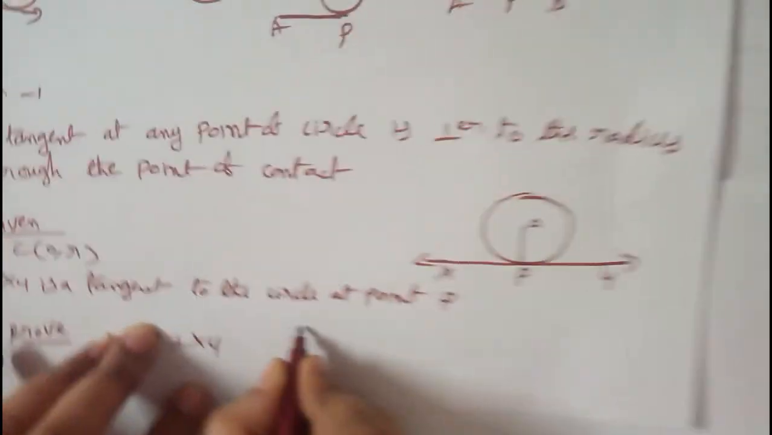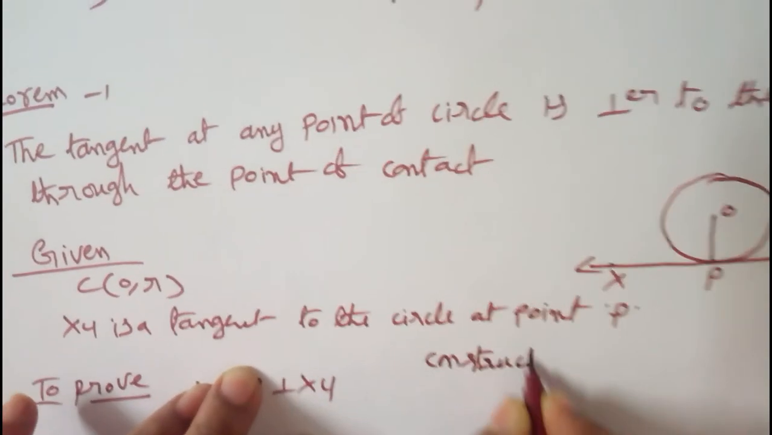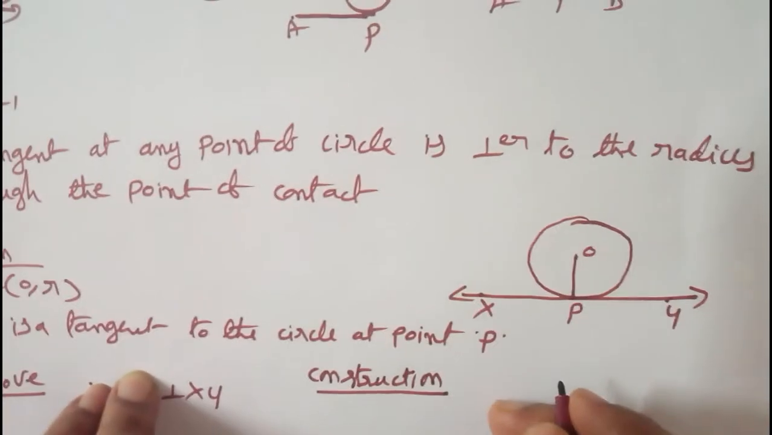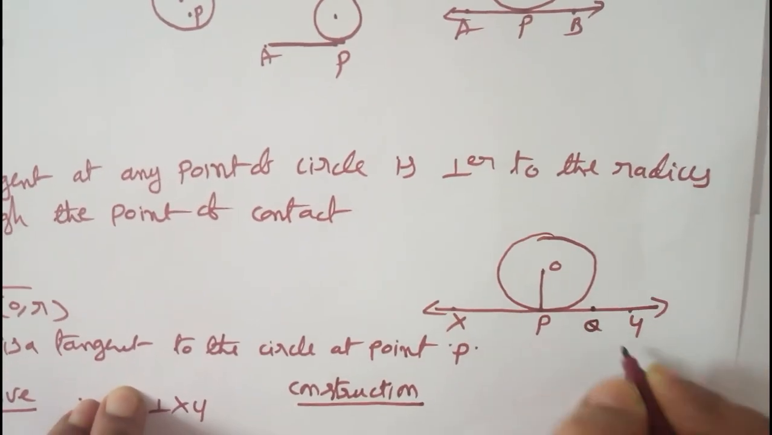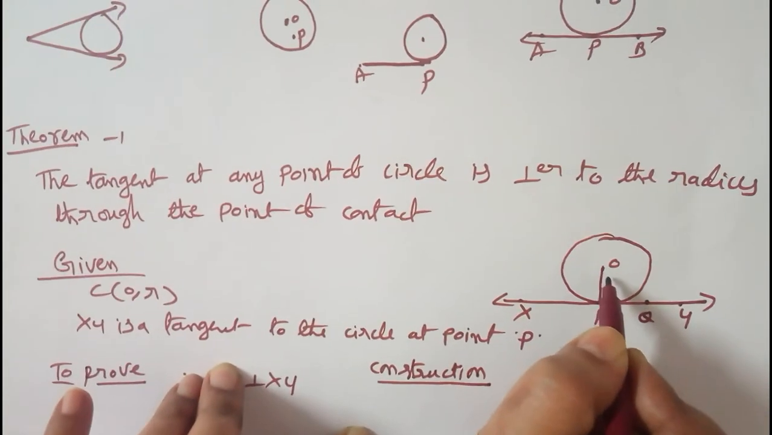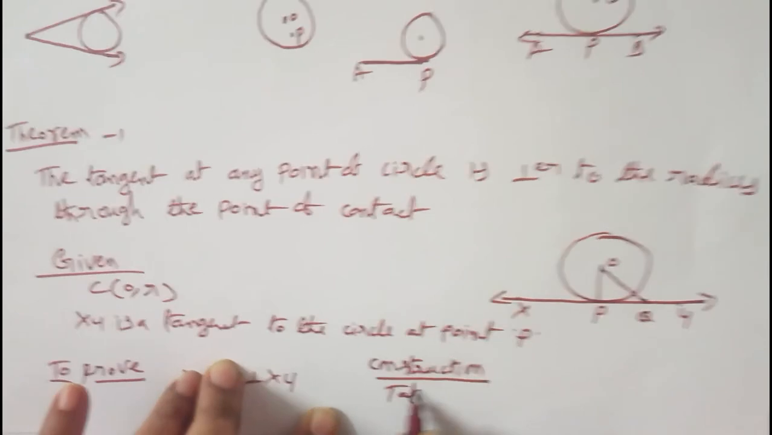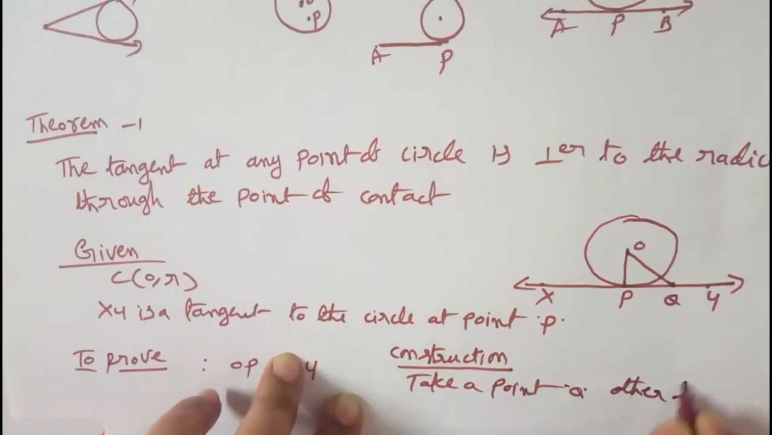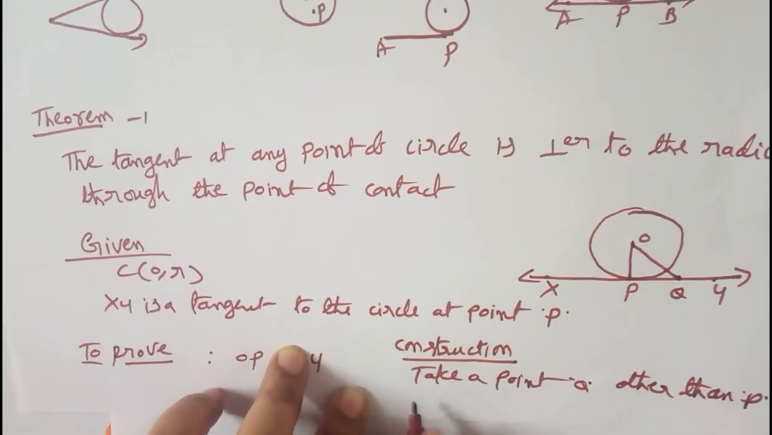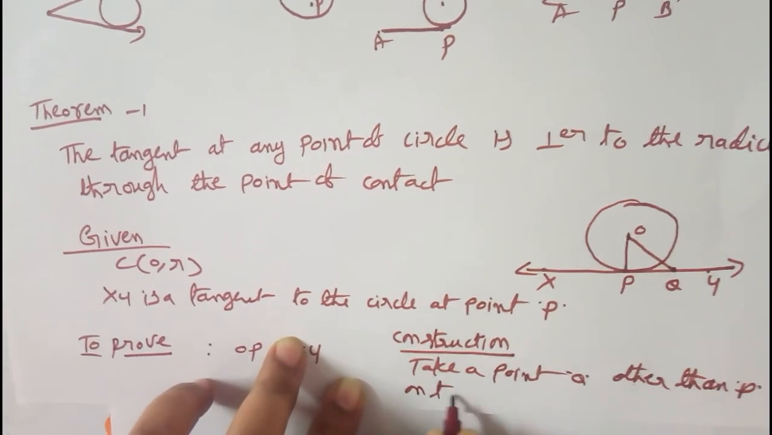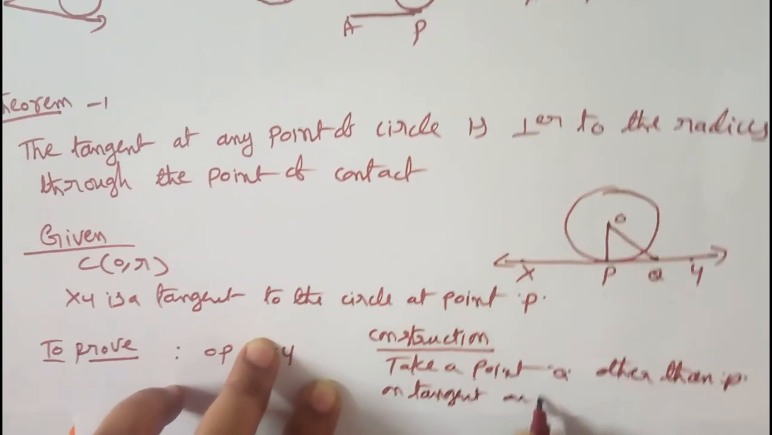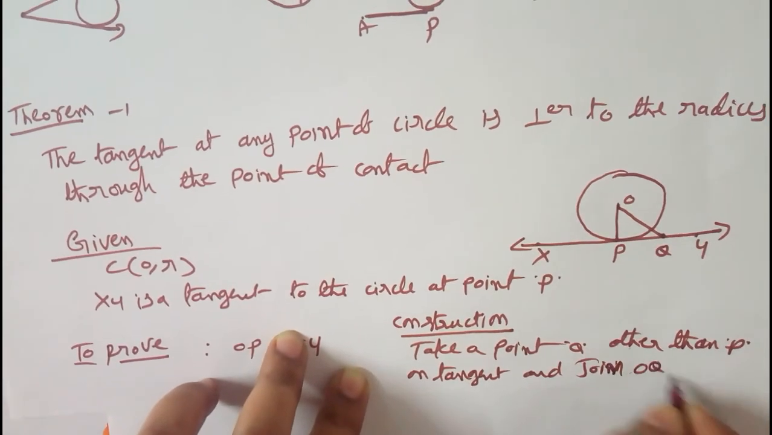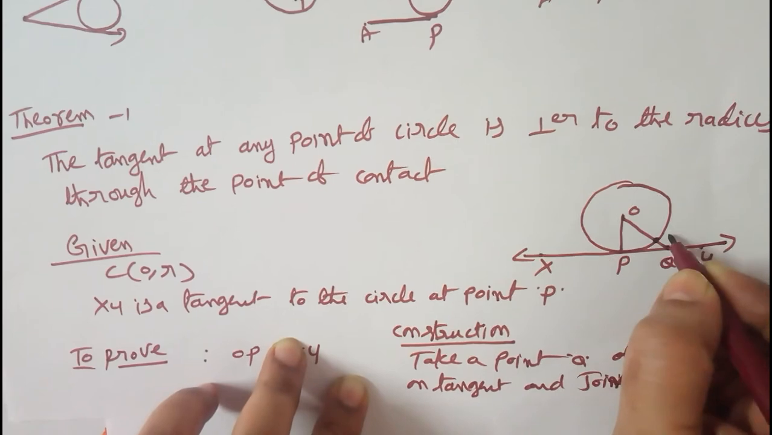Construction. Take any point Q other than P on the tangent and join OQ. Now this intersecting point is R.